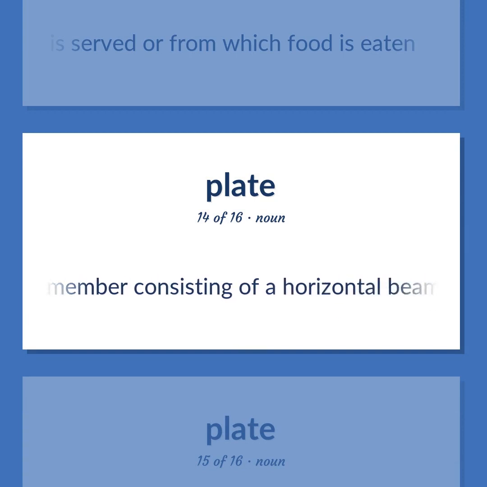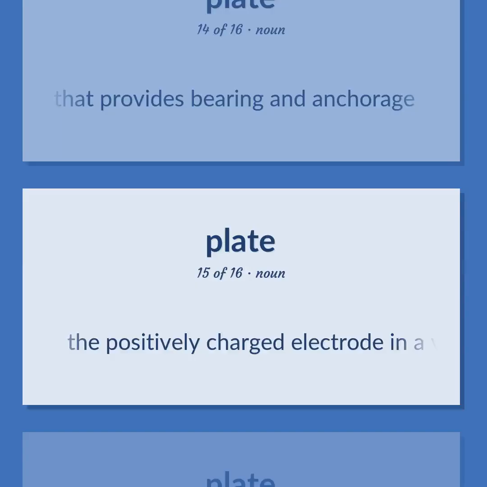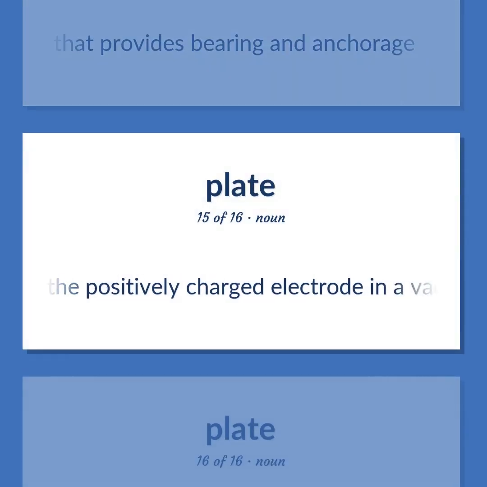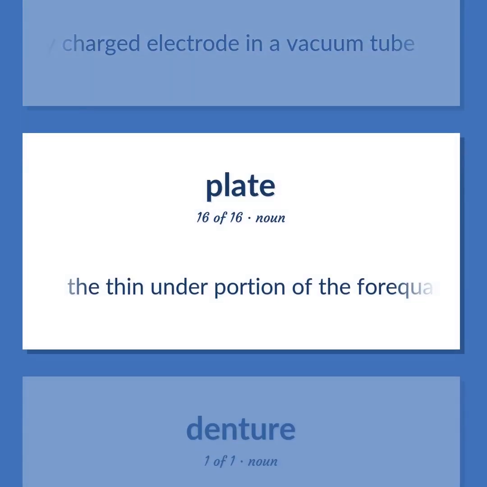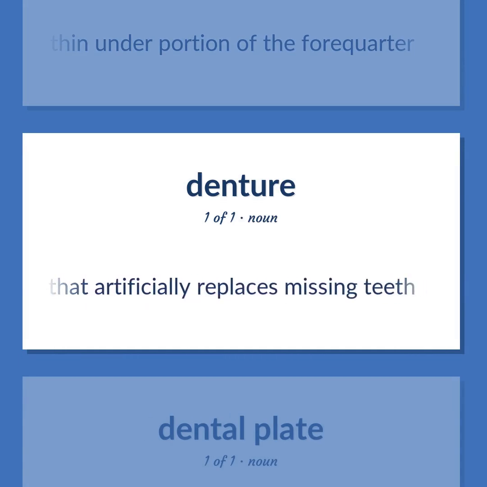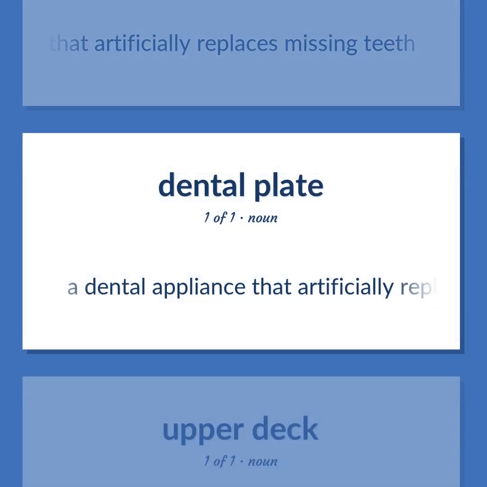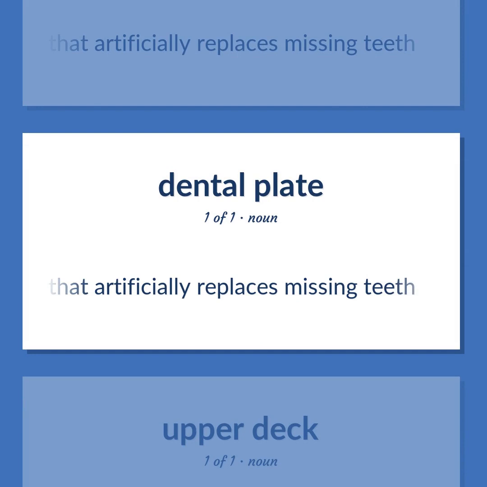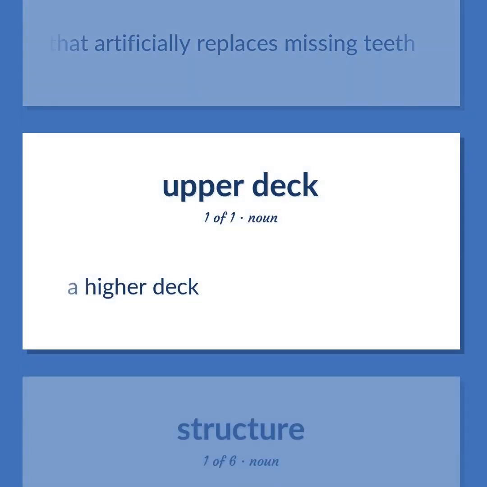Structural member consisting of a horizontal beam that provides bearing and anchorage. The positively charged electrode in a vacuum tube. The thin under portion of the forequarter. A dental appliance that artificially replaces missing teeth. A higher deck.